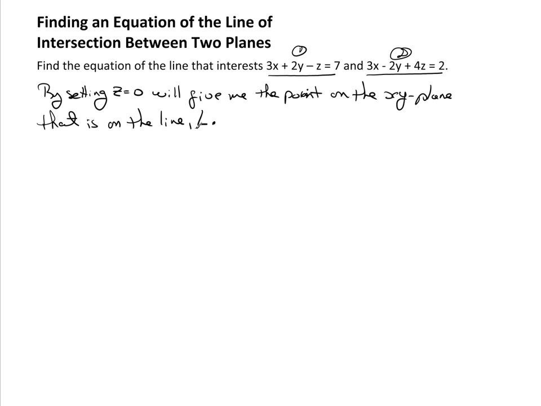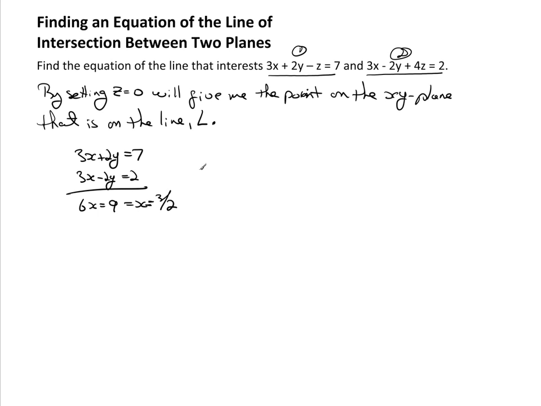Now, when z equals 0, I end up with a system of equations that looks like 3x plus 2y equals 7, because remember z was 0, and I'll have 3x minus 2y equals 2. Well, I can solve that system. That's a very simple system of equations. That gives me 3x equals 9, which gives me x equals 3/2.